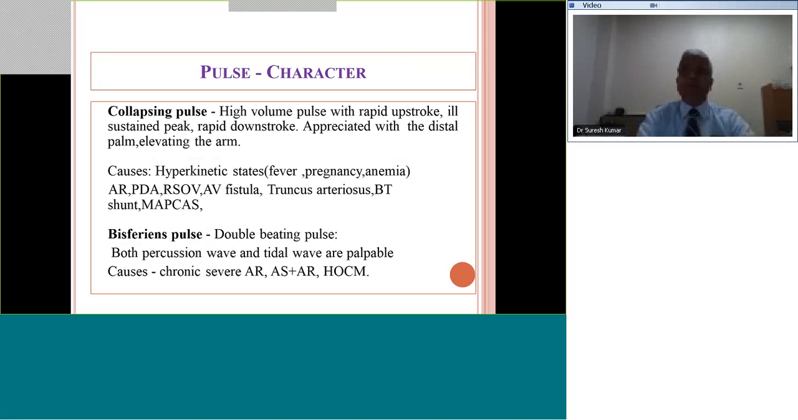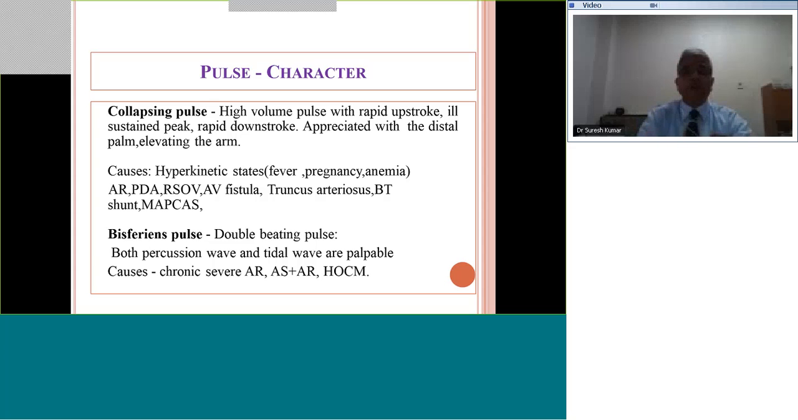The character of the pulse: rate, rhythm, volume, and now character. Abnormalities in character. Character is the distinctive feature of the pulse. A normal pulse has an upstroke, a peak which is sustained for a short while, and a downstroke. The collapsing pulse is a high volume pulse with a rapid upstroke, ill-sustained peak, and a rapid downstroke. It is appreciated by elevating the arm and using the distal palm to appreciate it.